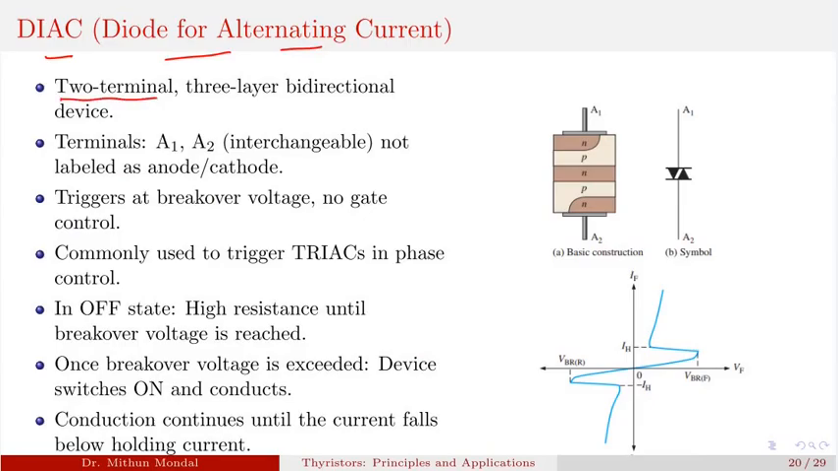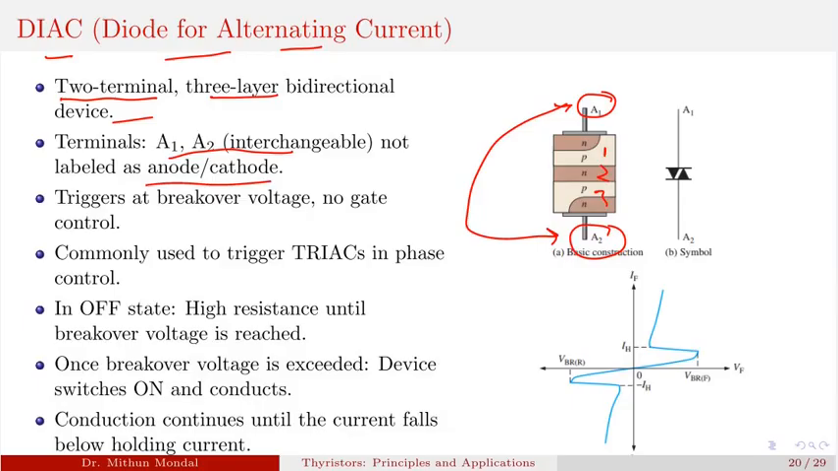This is basically two terminal. So here you have A1 and A2 as the two terminals, and it is a 3-layer bidirectional device. So you have 3 layers, which is 1, 2, and 3. And terminals A1 and A2 are interchangeable. So you can change these two terminals, but operation will remain the same. And it is not labeled as anode and cathode, similar to Triac, and it will trigger at breakover voltage.